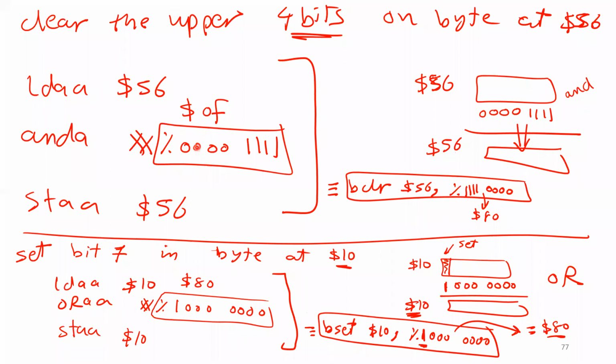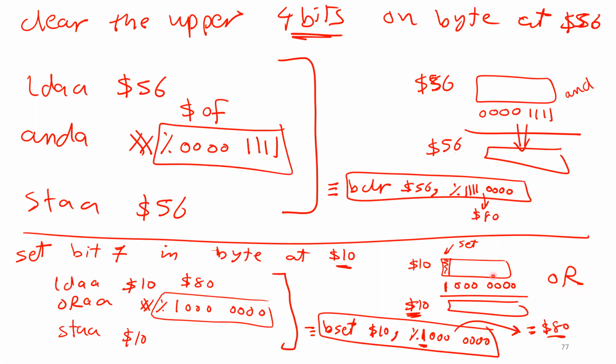Any question in this example before I give you more examples? Okay, so let's do this one. I want to set bit 7 in the byte at memory location number 10, and don't change the other bits. Number 1, once you see the word set, you should understand I have to do an OR operation, right? We agree on that.